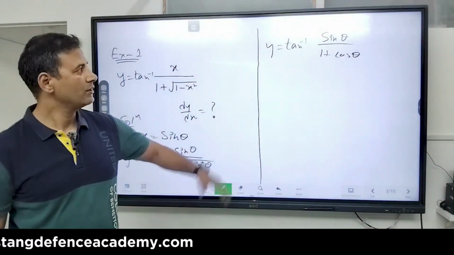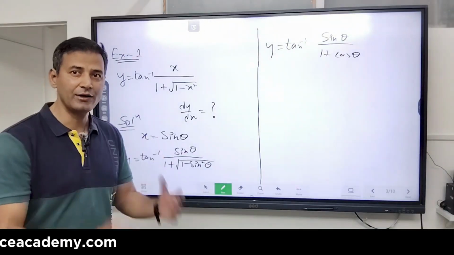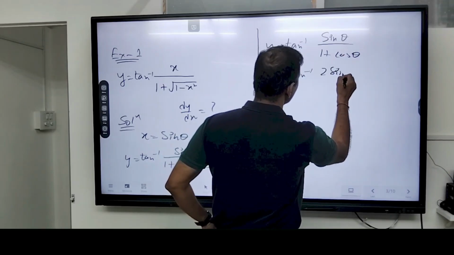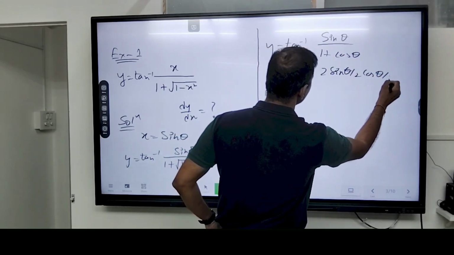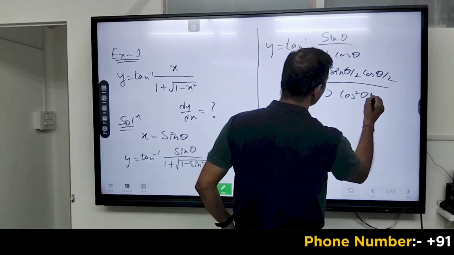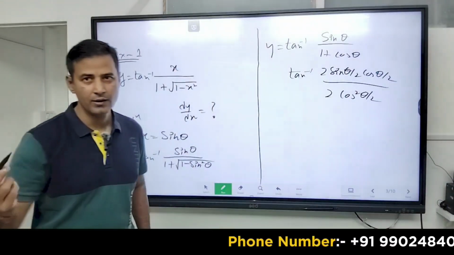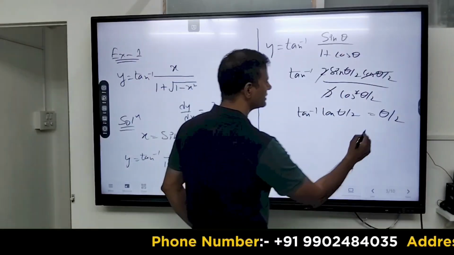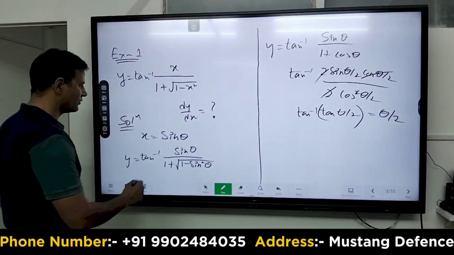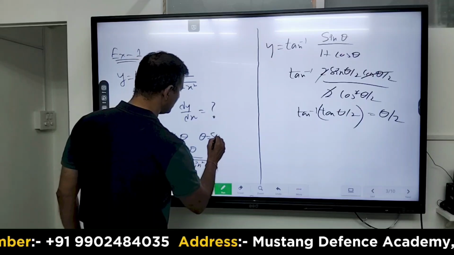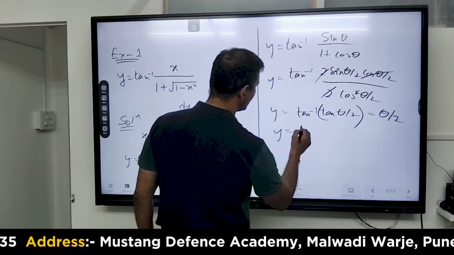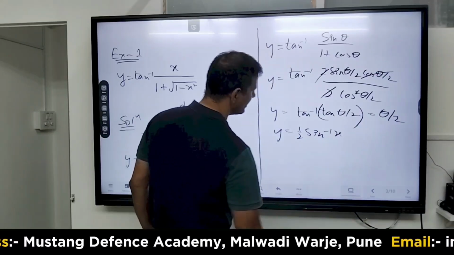Now let us go back to trigonometry and use the half angle formula. So sine theta is equal to 2 sine of theta by 2 cos of theta by 2, upon 1 plus cos theta, and the half angle is 2 cos squared theta by 2. Just remember those formulas. So this is tan inverse of tan of theta by 2, which is theta by 2. So if x is equal to sine theta, then theta is equal to sine inverse of x. This is y. So your y becomes 1 upon 2 sine inverse of x.